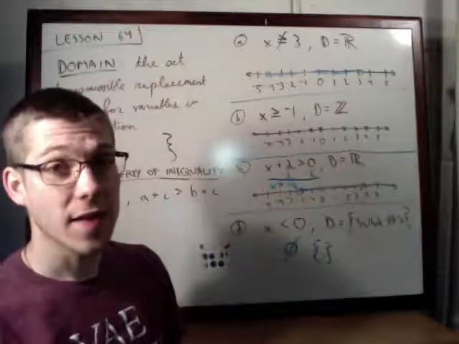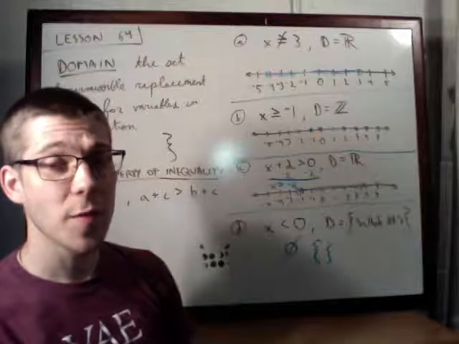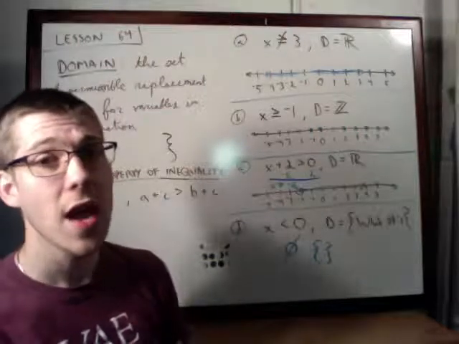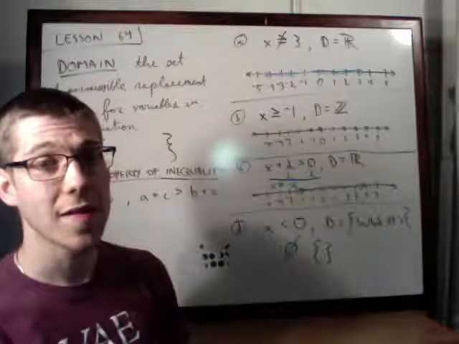Okay, that was lesson 64. It's a lesson number divisible by 4, so you should know that that means test coming up. We're going to have a test on Tuesday covering up to and including lesson 60.